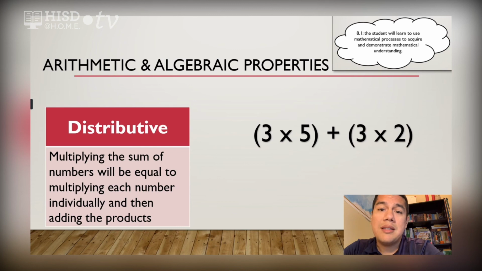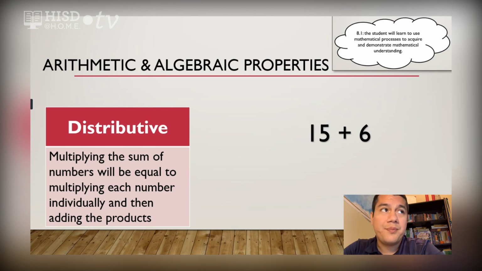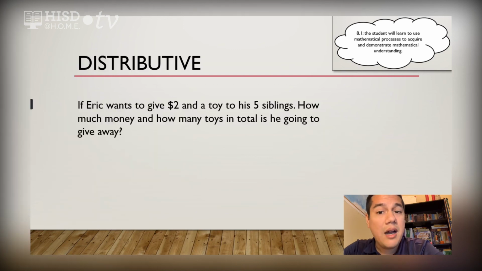the multiplication of each individual number times the number outside. So that means that I multiply 3 times 5 and then I multiply individually 3 times 2. That will give me 15 and 6. And if I add the products, then it will give me 21, which demonstrates that the distributive property works for this example. Let's see how it looks in a real world problem.